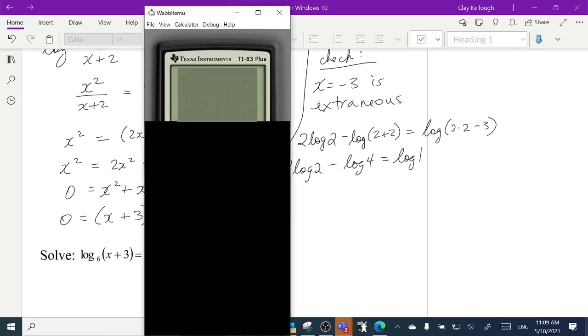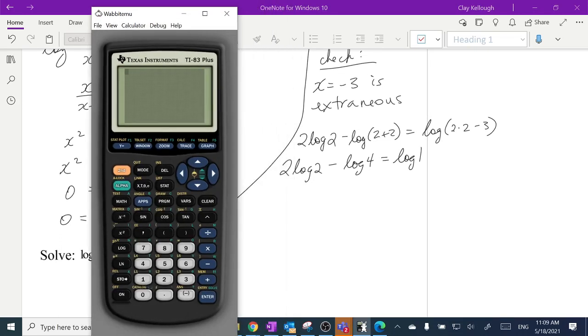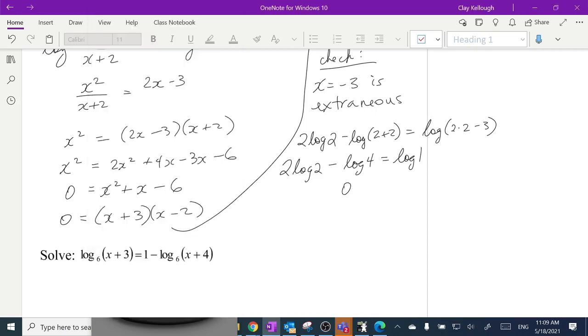Come on, little bunny calculator. There you are. So here we go. Clear everything. And I'm going to check. So 2 times the log of 2, and then I'm going to close the bracket because it opened a bracket for me. Minus the log of 4, and close that and hit equals. So the left-hand side is 0.